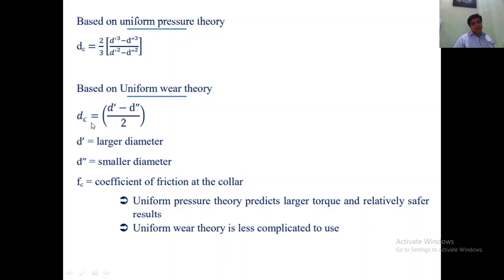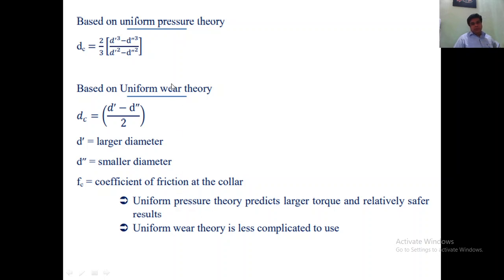So this is simple here. It's outer diameter minus inner diameter by 2. So you can use this equation to calculate the mean collar diameter. And fc is, anyway, the coefficient of friction at the collar.